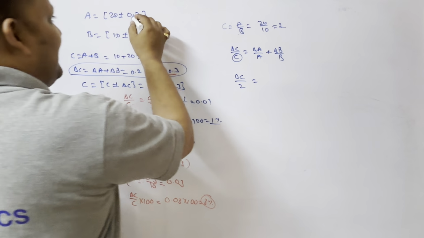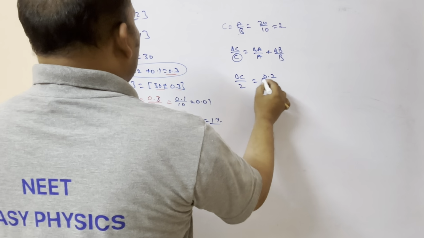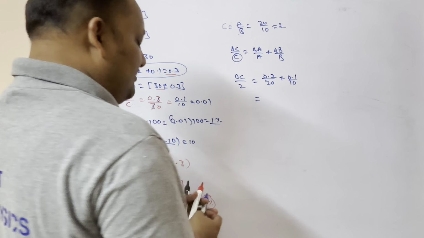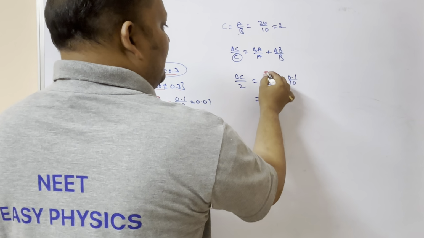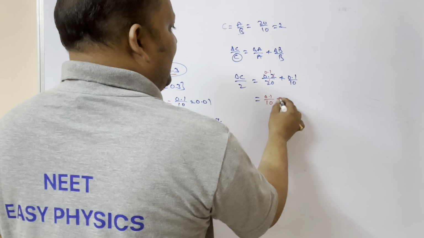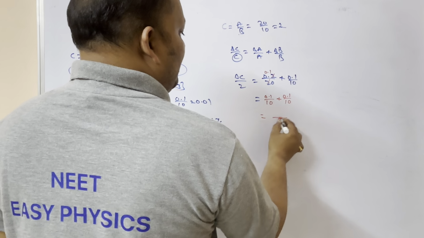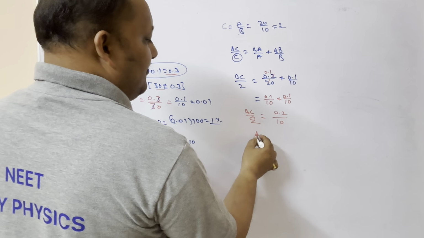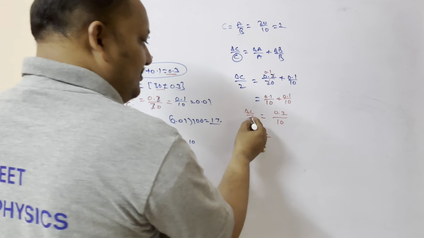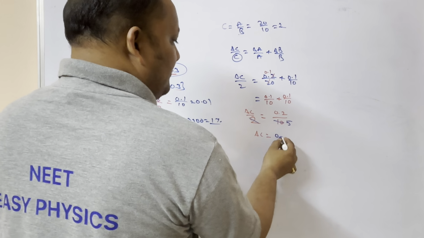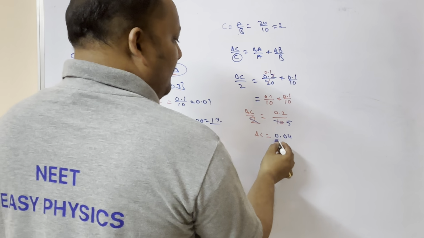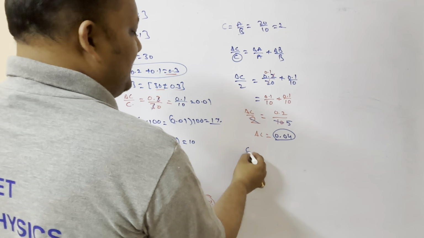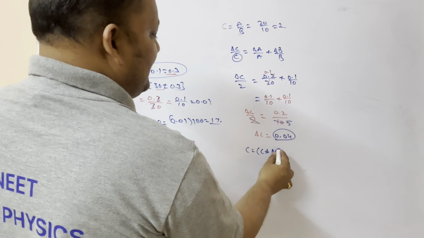So, what is C you got here? 2. Now, what is delta A here? 0.2. So, 0.2 by 20 plus 0.1 by 10. So, this value is going to be cancelled one time. So, 0.1 by 10 plus 0.1 by 10. Therefore, 0.2 by 10. Delta C by 2. Then what is delta C? So, this 2 will be cancelled here 5 times. So, 0.04. Correct? So, 0.04. Now, C can be represented as C plus or minus delta C.